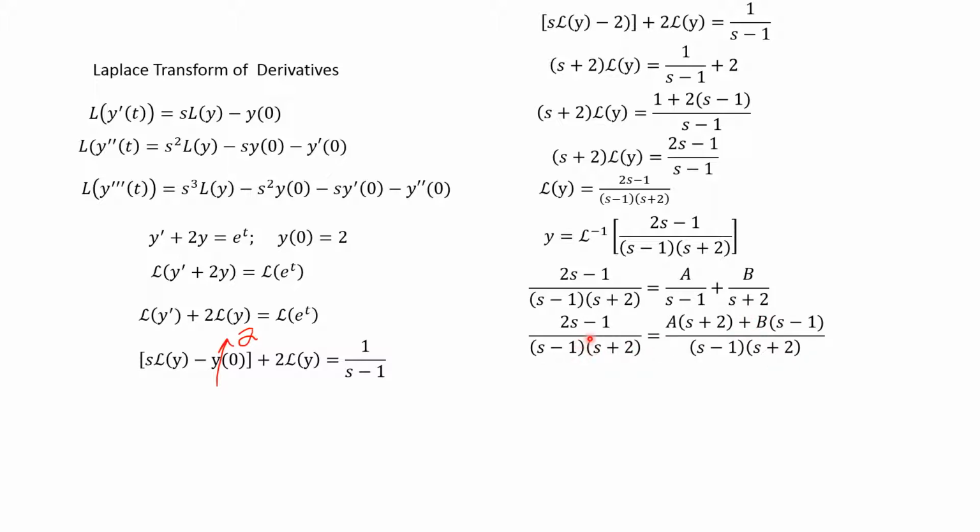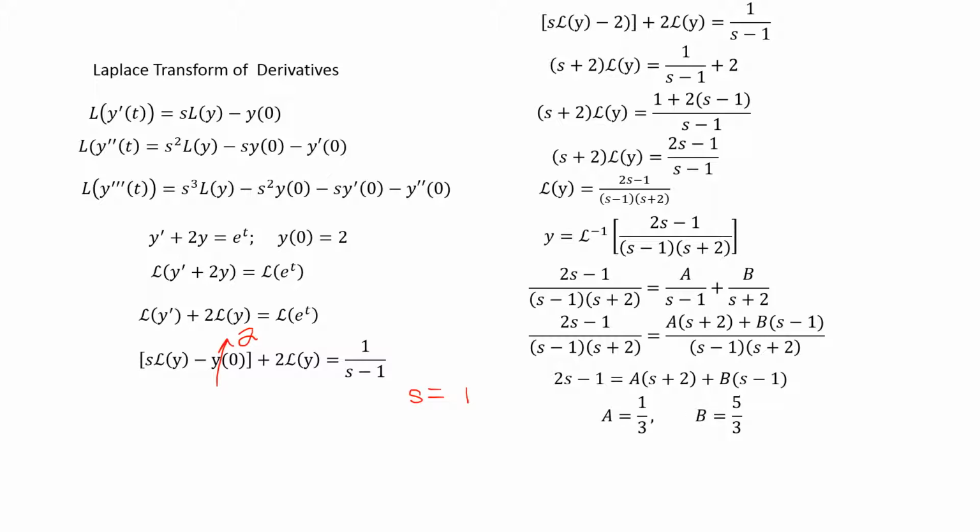Okay, combine. So this one is s minus 1 times s plus 2. This is A times s plus 2 plus B times s minus 1. Or 2s minus 1 is A times s plus 2 plus B times s minus 1. Now, how do you get A? Just substitute s is 1. If you substitute s is 1, you'll get the value of A.